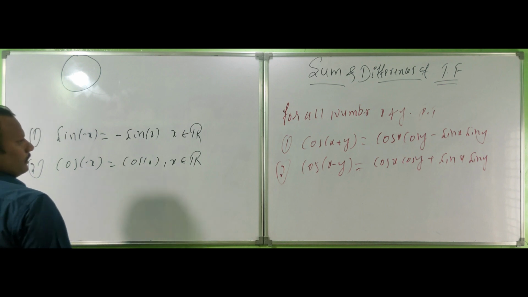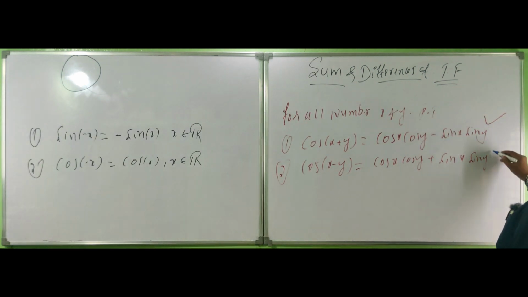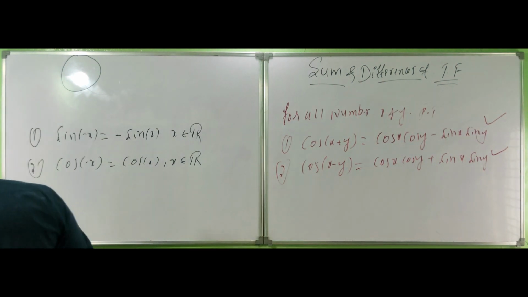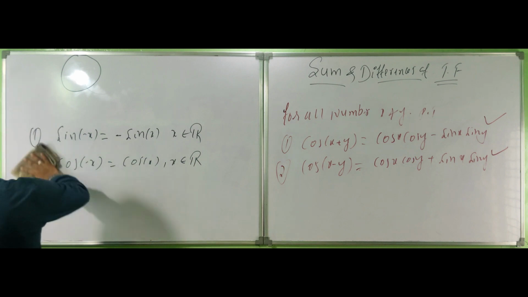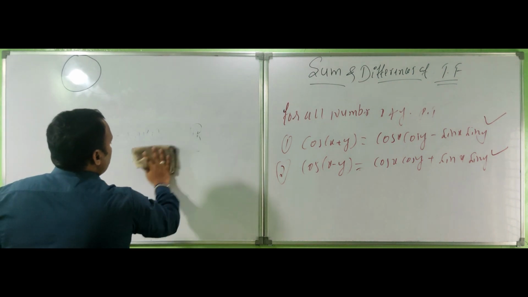This I have to derive. If I derive this one, then the remaining angles you can write by following this formula. For that derivation, you need a unit circle with the different angles.